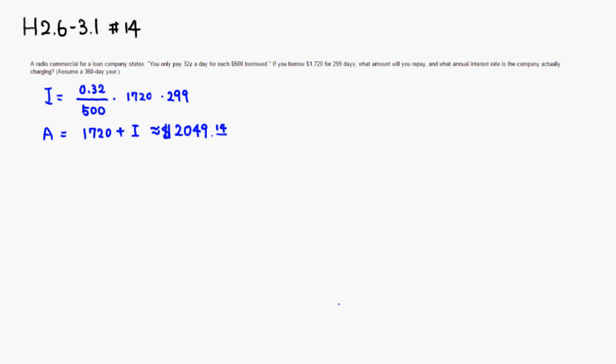Annual interest rate. So interest is equal to, remember, PRT. P is the principal, so we have 1,720, and R is what we are trying to find. T is 299 days, which means 299 over 360, since they assume 360 days per year. Right, so that's R. Then we can actually solve for R.